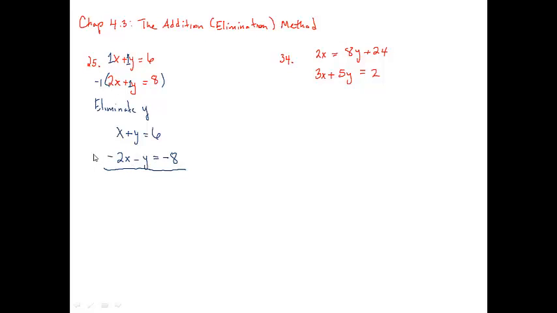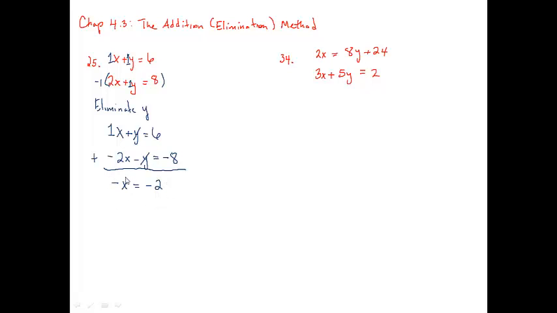And then from there, I'm going to add the two equations together. So 1x plus negative 2x is going to give me negative x. And then y plus a negative y is really going to give me 0y. And 0 times anything is 0, so it's gone. So the y's are eliminated. Equals, well, 6 plus -8 is -2. Then I have to solve this equation.